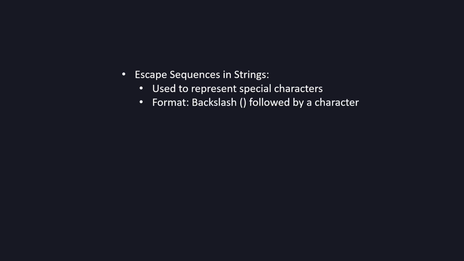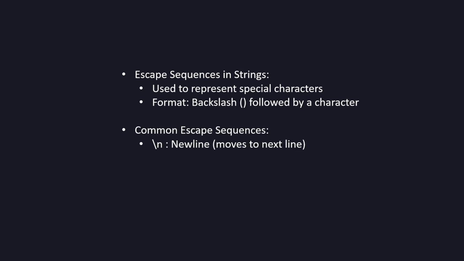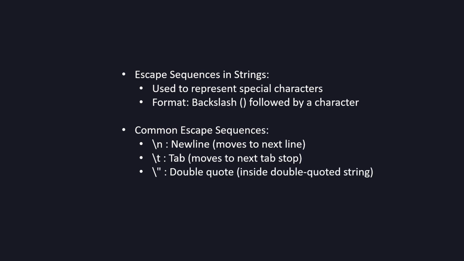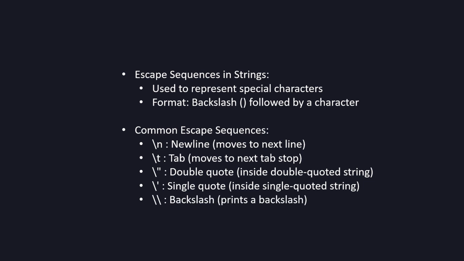Escape sequences are a combination of a backslash followed by a character that have a special meaning, such as \n for new line, which moves the cursor to the next line, \t for tab, which moves the cursor to the next tab stop, \" for printing a double quote inside a double quoted string, \' which prints a single quote inside a single quoted string, and double backslash prints a backslash.